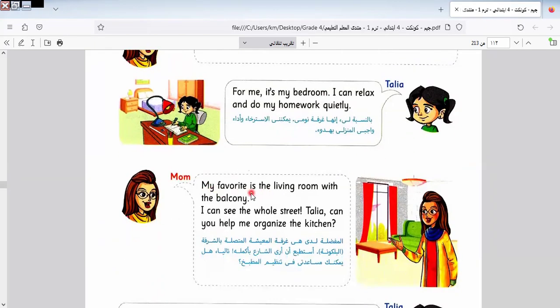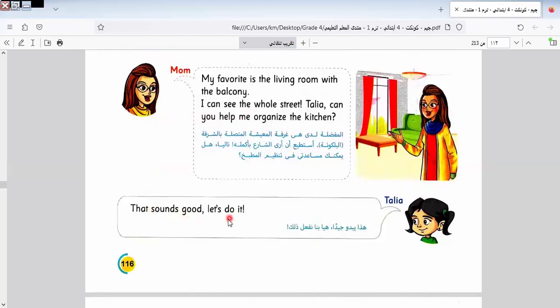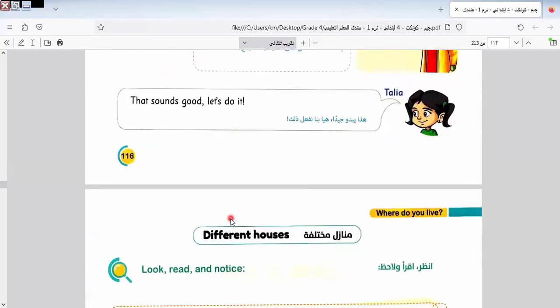My favorite is the living room with the balcony. I can see the whole street. Talia, can you help me organize the kitchen? That sounds good. Let's do it.